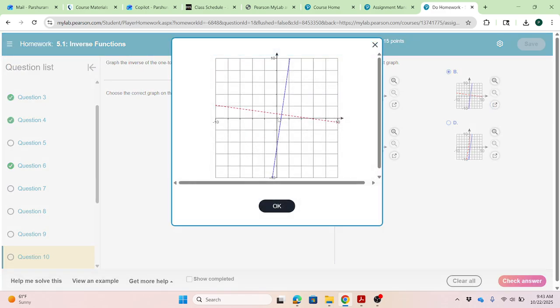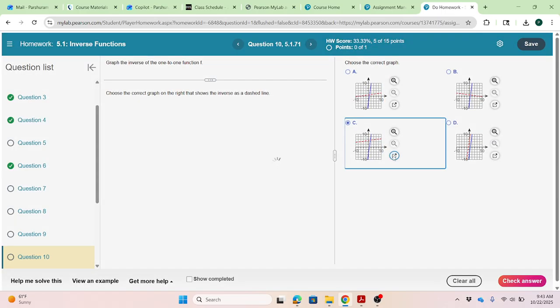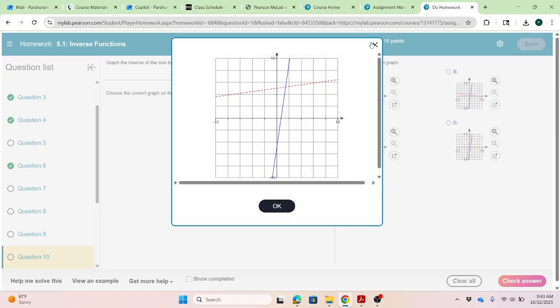This looks symmetric. For example, at 0, the value of the function is -4, but at -4, the value of the function is not 0, so that's not right. This is also not right. Let me go back here.